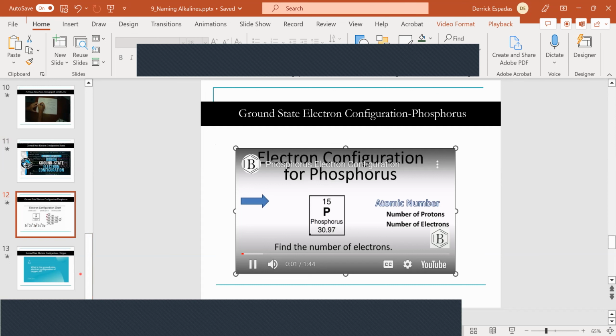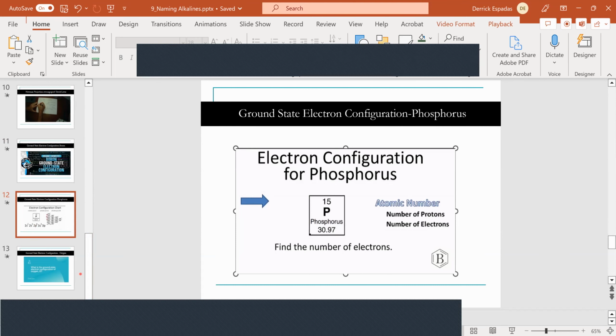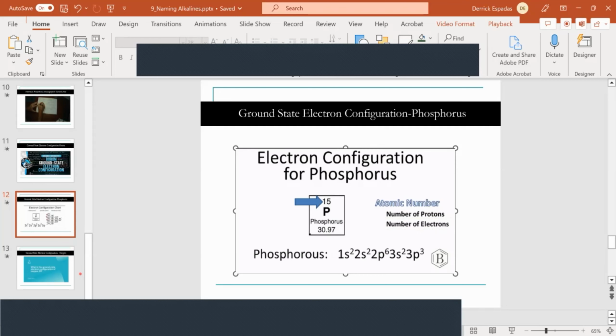To write the electron configuration for phosphorus, we need to find the number of electrons in the phosphorus atom. And we can do that by going to the periodic table, finding phosphorus, and looking at the atomic number. That's the number above the element symbol. It's a whole number. That tells us the number of protons, but it also tells us the number of electrons. And we can use that number, the number of electrons, to write the electron configuration for phosphorus.